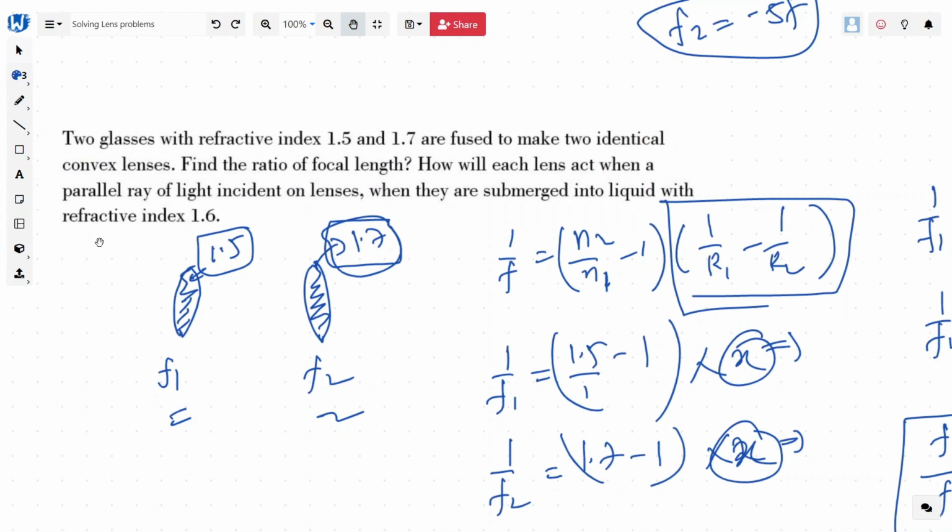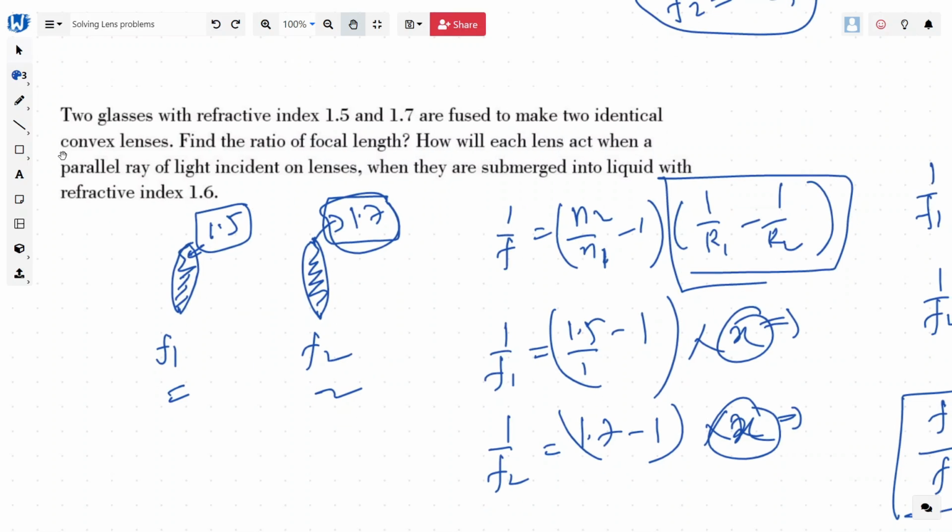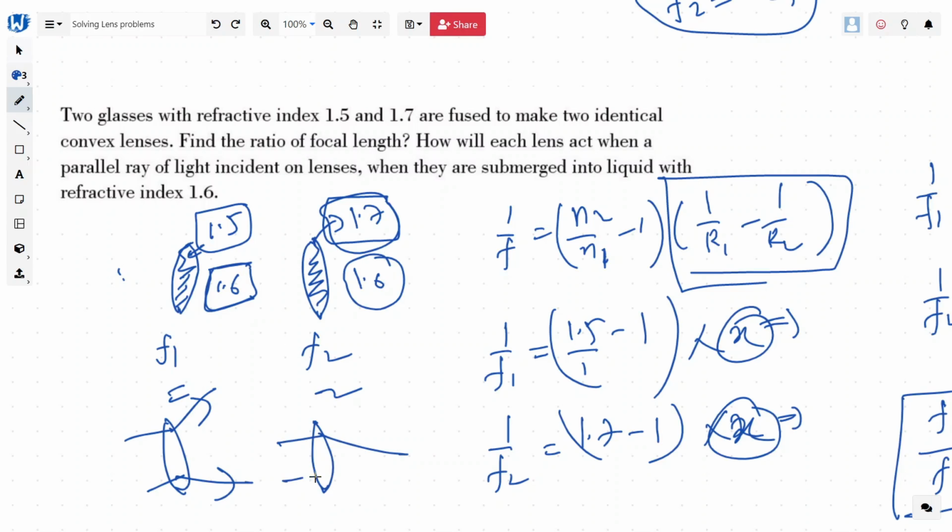Now, how will each lens act when a parallel ray of light is incident on the lenses when they are submerged into liquid with a refractive index 1.6? Okay, so we know the lens maker formula now, both the lenses are submerged into liquid with refractive index 1.6, right? Now this 1.6 is greater than 1.5, which means that this converging lens is now going to act like a diverging lens, right? And in here, the refractive index of the lens is more than the medium, so it will keep on acting as a converging lens, though the focal length is going to increase, right? The focal length will increase as we've seen in the other problem. So with that, we conclude this. So let's move to the next problem.